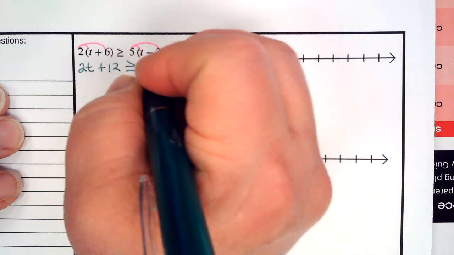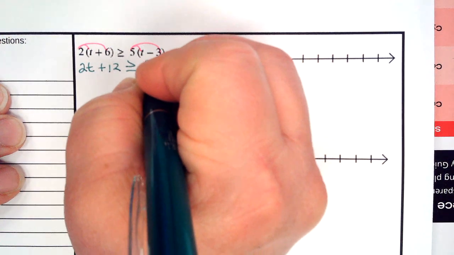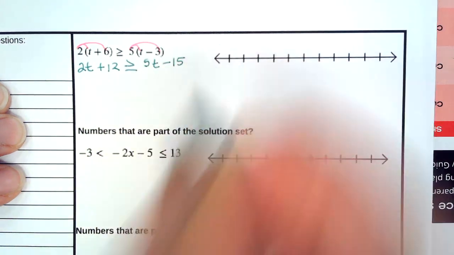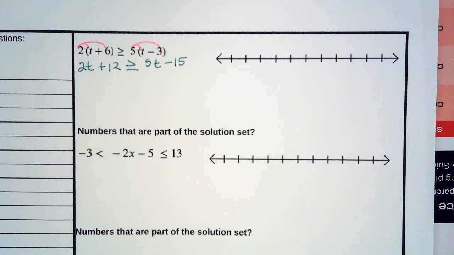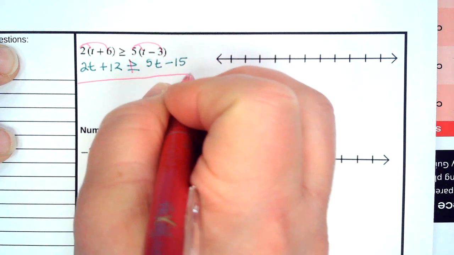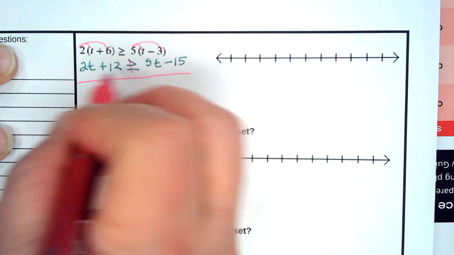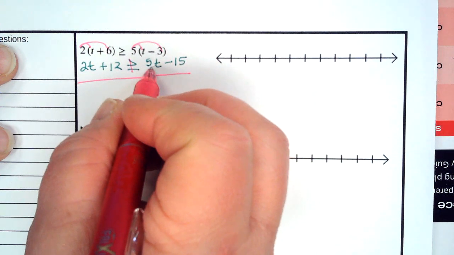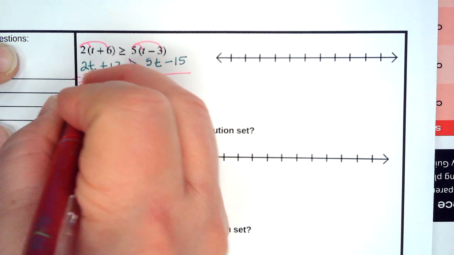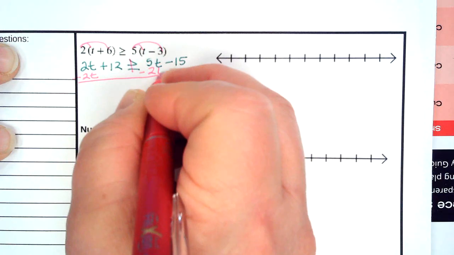Okay, 5 times t is 5t. 5 times -3 is -15. Now both sides are simplified, and I'm ready to solve. Which side is bigger? 5t. Which variable is bigger, 5t or 2t? 5t, so I'll subtract 2t from both sides.